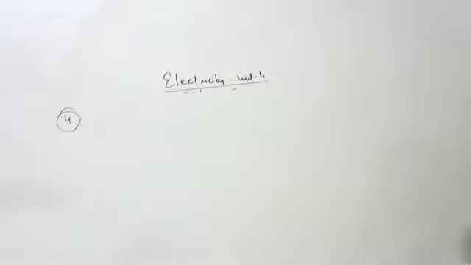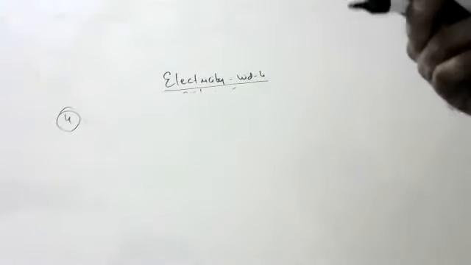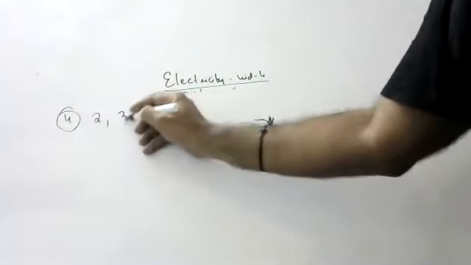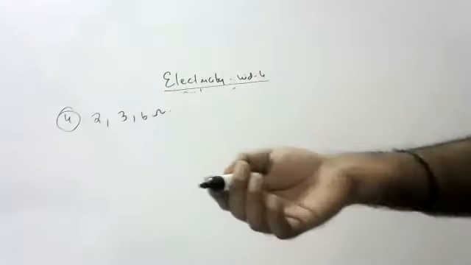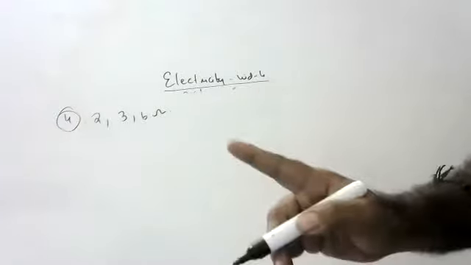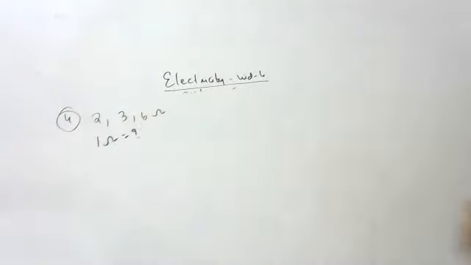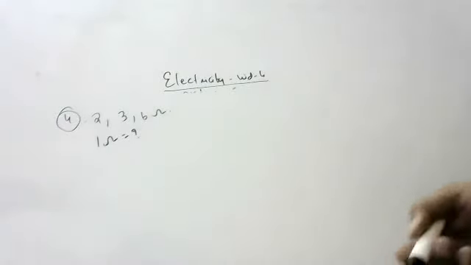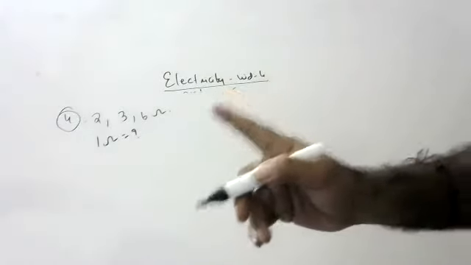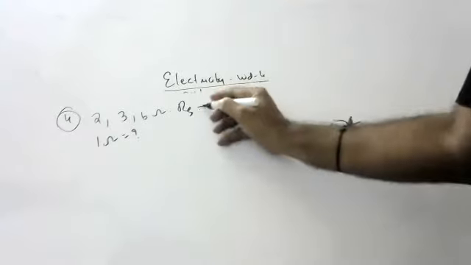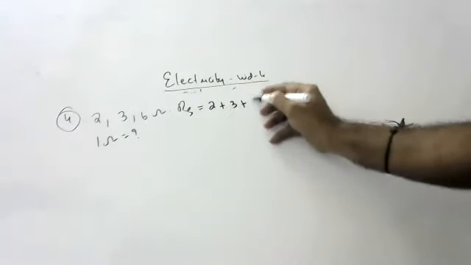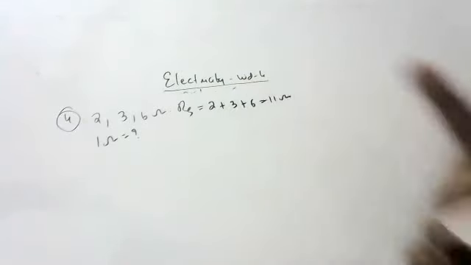Fourth sum, children. Question is like this, children. How can three resistors, 2, 3, 6 ohms, be connected so that you get a total resistance of 1 ohm? You want 1 ohm total resistance. How should we connect them so that you get 1 ohm? That is the question. So let's check in series: 2 plus 3 plus 6. How much is it? 11 ohms. In series, it is not possible.